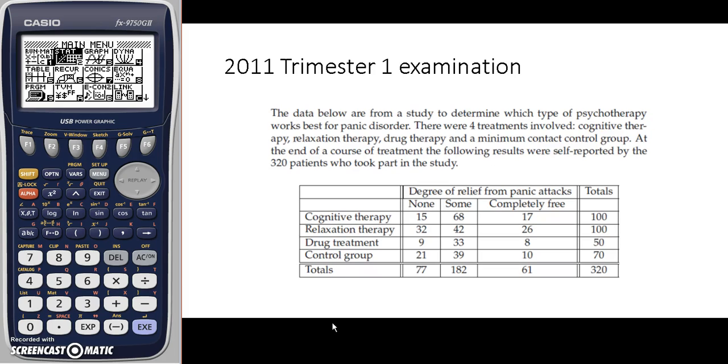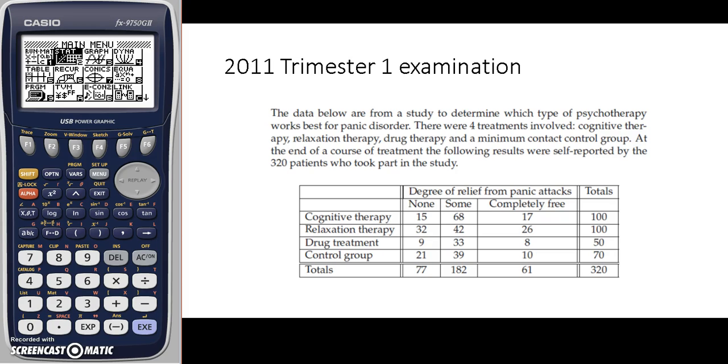This is the context that we're going to look at. This problem comes from the 2011 Trimester 1 exam. The data below are from a study to determine which type of psychotherapy works best for panic disorder. There are 4 treatments involved. We can see those here: cognitive therapy, relaxation therapy, drug treatment, and the control group. At the end of the course of treatment, the following results were self-reported by the 320 patients who took part in the study.